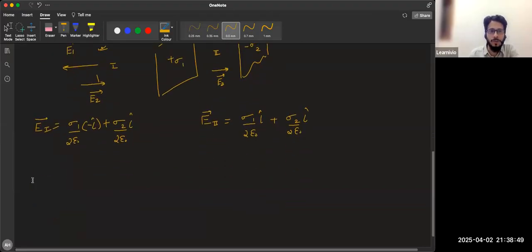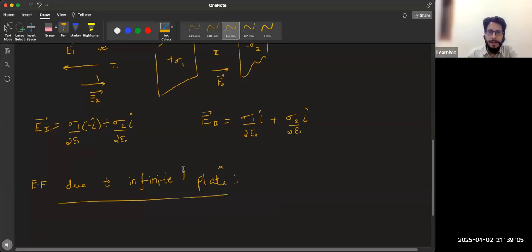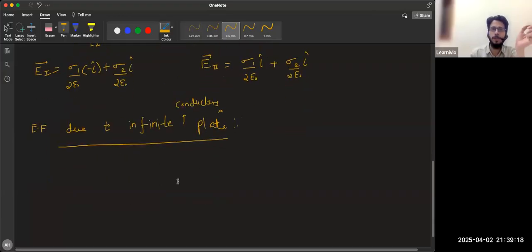After sheet, you have one more thing. This was not in NCERT. Electric field due to infinite plate, the infinite conducting plate. The difference between sheet and plate is that in a sheet there is one single surface, but in a plate it's a double surface. So if you take a plate, it has a double surface. One surface here and one surface here.